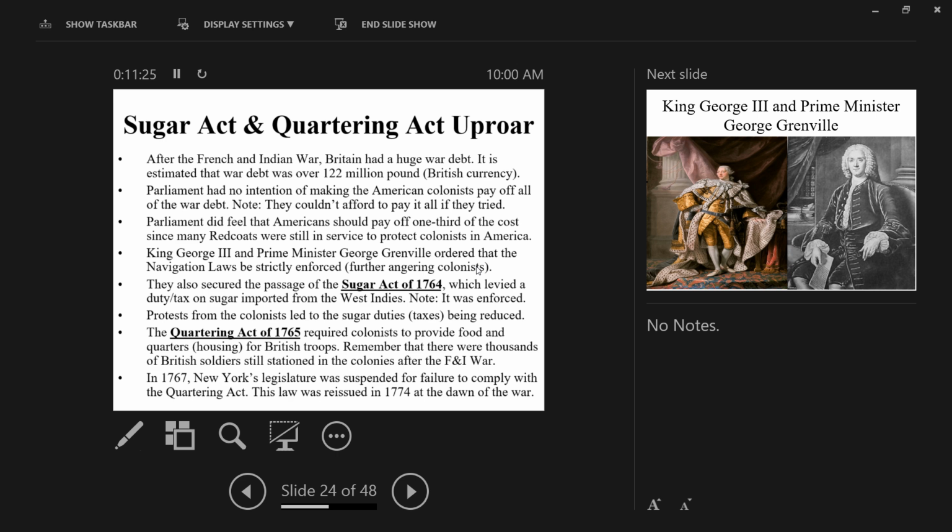Alcohol, right? So this upsets your everyday colonist that produces corn liquor or rye whiskey or rum or beer or wine or whatever, okay? So protests from the colonists ultimately led to these taxes being reduced, and then later the Sugar Act will be repealed or removed. Next year, 1765, Parliament will pass the Quartering Act.